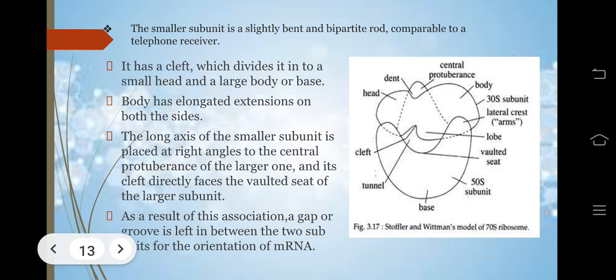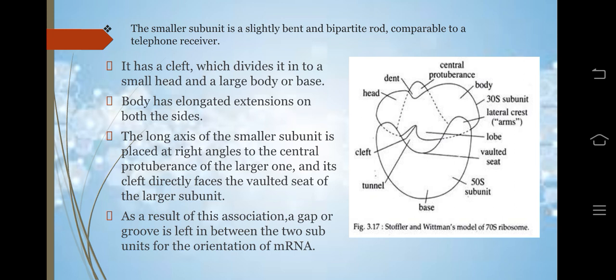The smaller subunit is slightly bent and bipartite rod comparable to a telephone receiver. It has a cleft which divides it into a small head and a large body or base. Body has elongated extensions on both the sides.